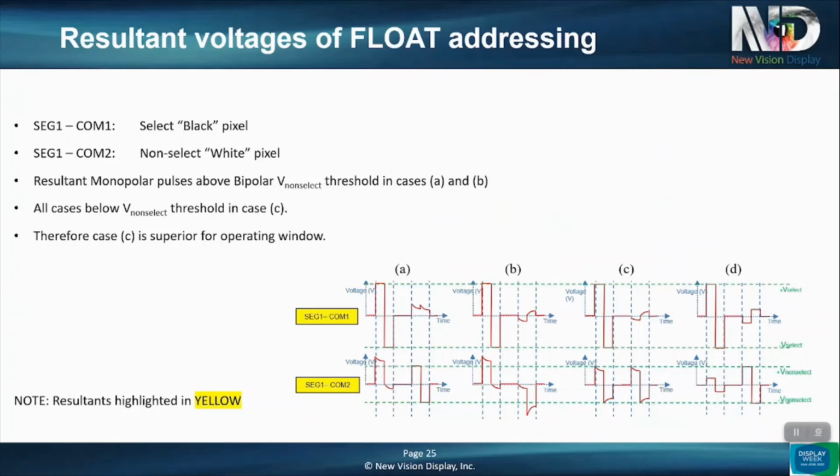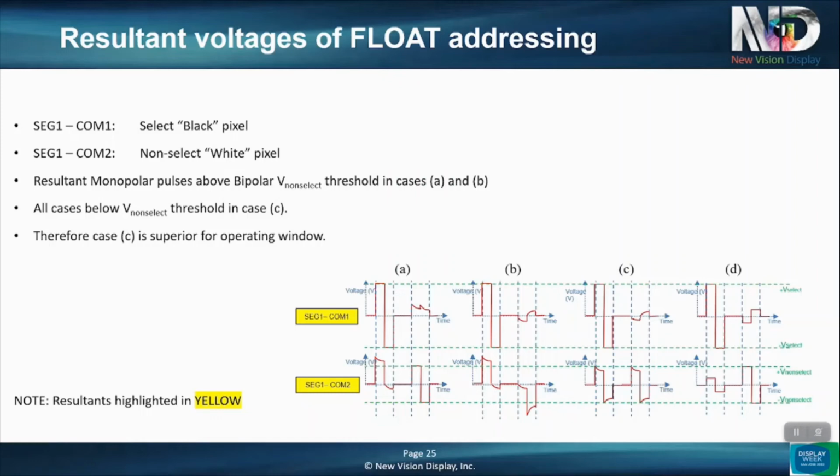So the key thing to look at now is these resultants. What we see is, for the select pulse, we hit the voltage levels. For the non-select, we stay within the voltage levels. But now we're preceded, in this floating section, by, if you like, a row monopolar pulse. And this is above our dotted non-select voltage level. So that might be a problem.